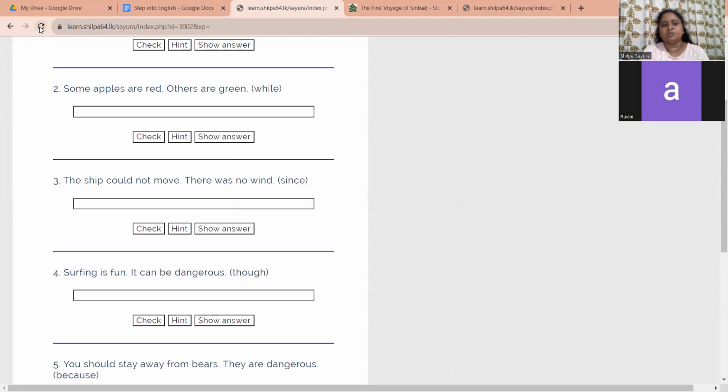Next one. The ship could not move. There was no wind. Since. Use the conjunction since and join these two sentences together, subordinate and main clauses. Since there was no wind, the ship could not move. The ship could not move since there was no wind.